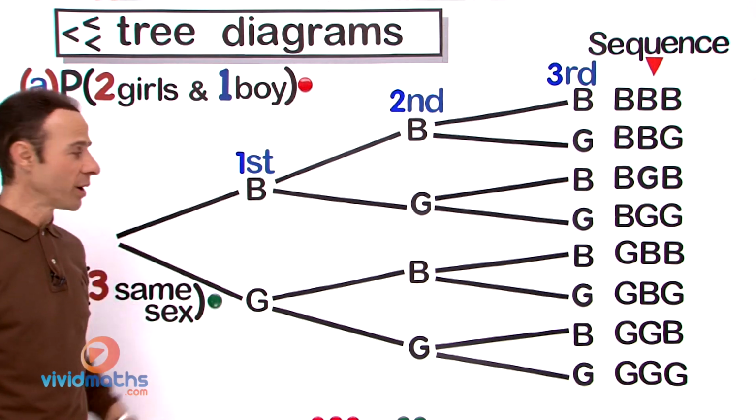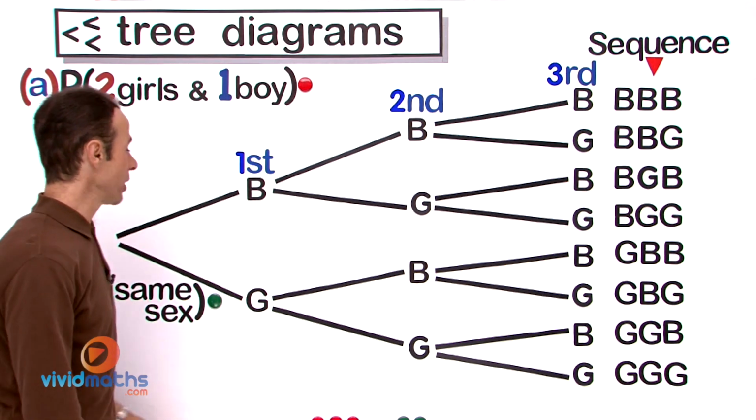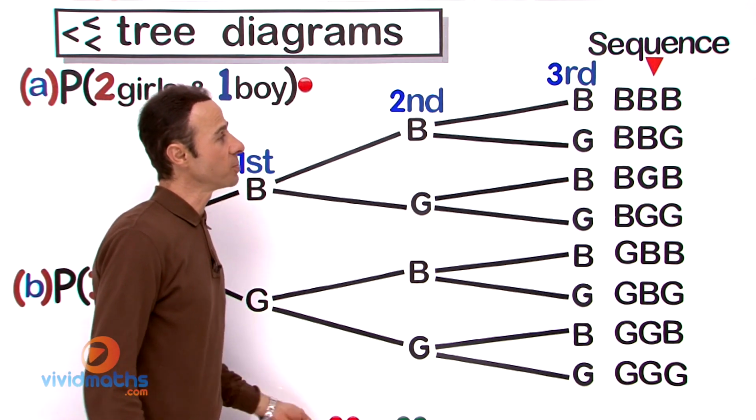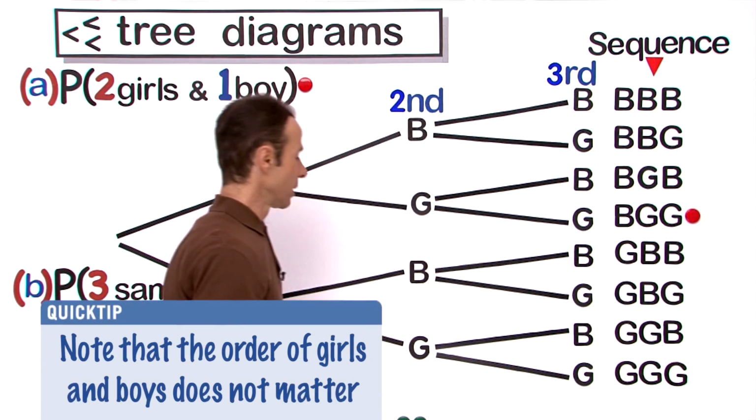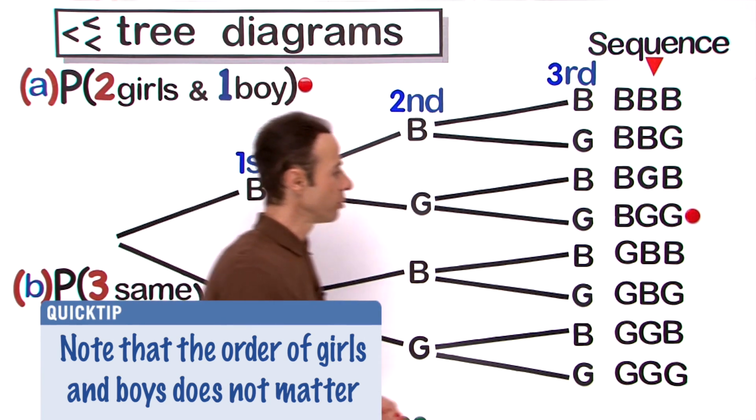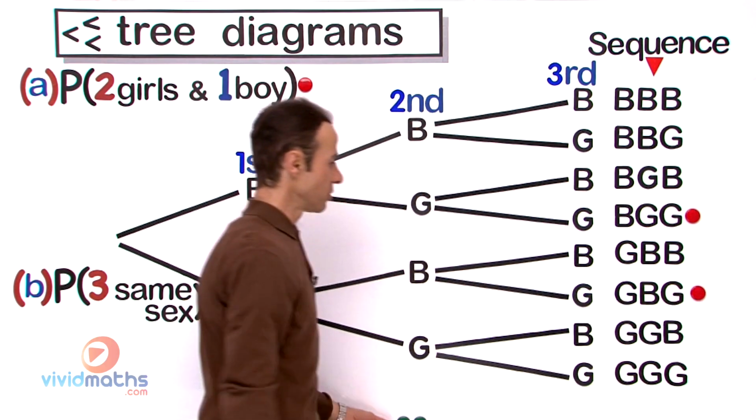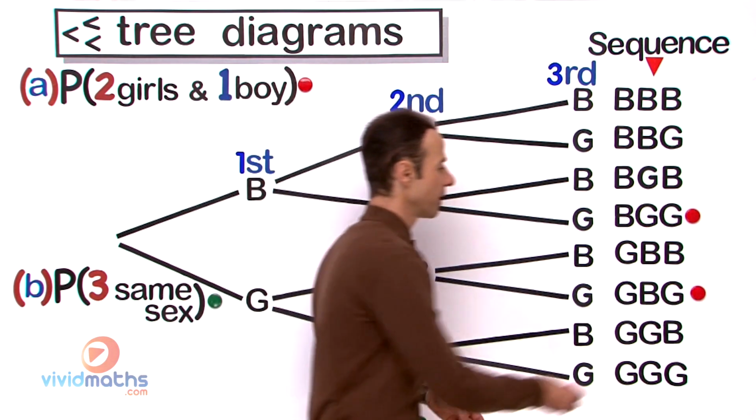2 girls, 1 boy. Let's mark them out. 2 girls, 1 boy. Let's have a look here on the possible outcomes. 2 girls, 1 boy, right over there. 2 girls, 1 boy, right over here also. And 2 girls, 1 boy, right over here.